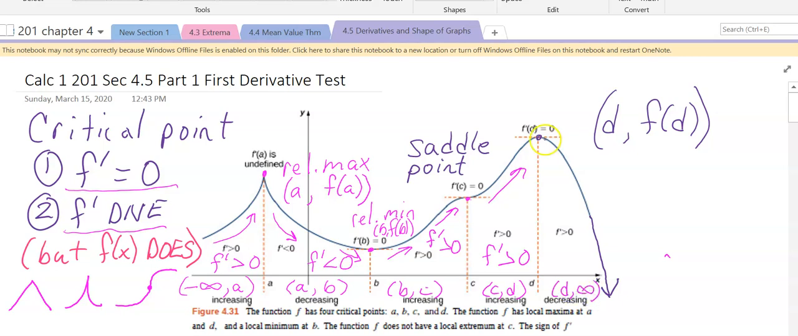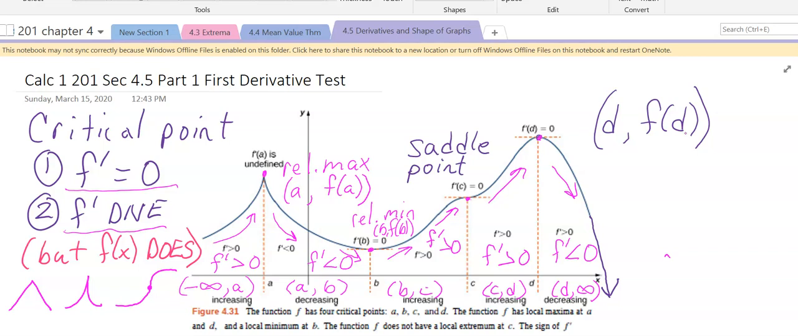What about over the last interval, which is from D to positive infinity? From D to infinity, the graph is generally downhill, which means that my first derivative values must all be negative, downhill sloping tangent lines. This means that I was going uphill to the left of D, and now I'm downhill to the right of D, which again means I have a relative maximum at D, f of D. To find where your absolute maxima and minima are, you must look at the graph as a whole.